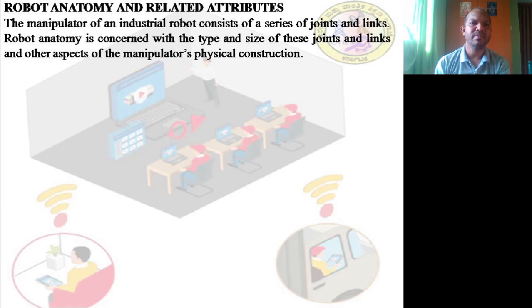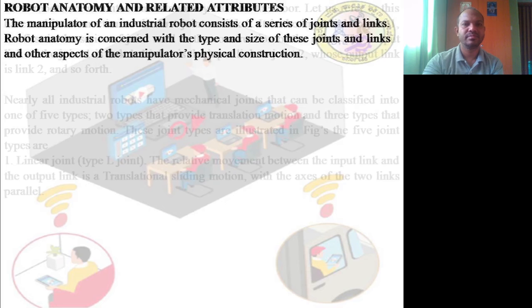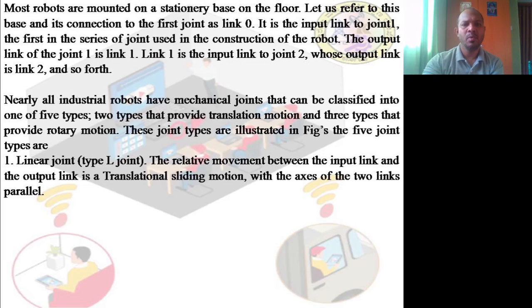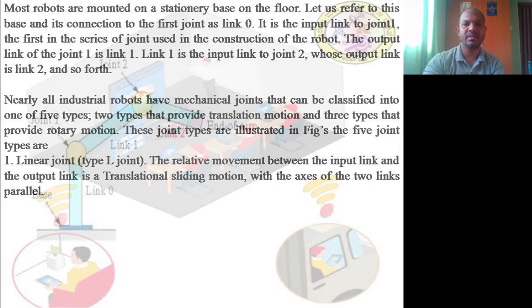So similarly, the robot anatomy is concerned with the type and size of these joints and links and other aspects of the manipulator's physical construction. Let us see what this anatomy has. Most robots are connected to a stationary base on the floor. Let us refer to this base and its connection to the first joint as link 0. And that is what I have just shown in the next step.